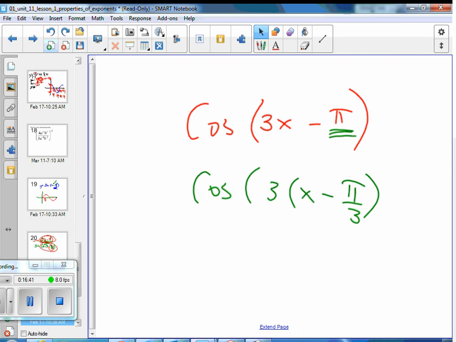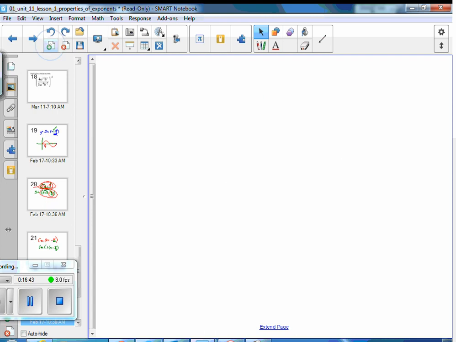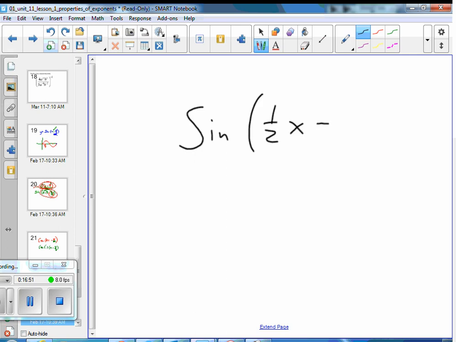How many of you had that one right? Most of you, not all. Let's try another one. Sine of, this one will freak you out a little bit. 1/2 x minus pi over 2. Factor the 1/2 out.